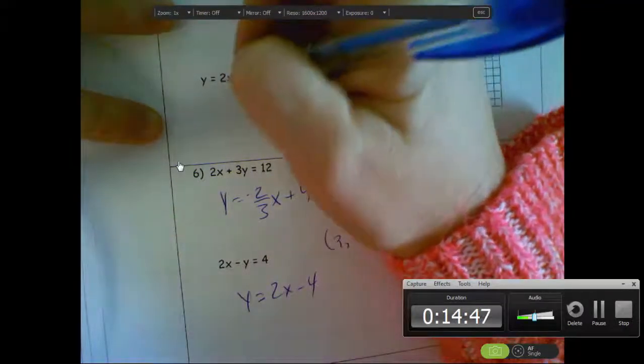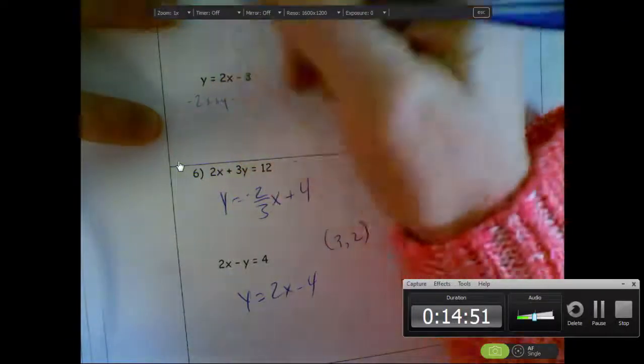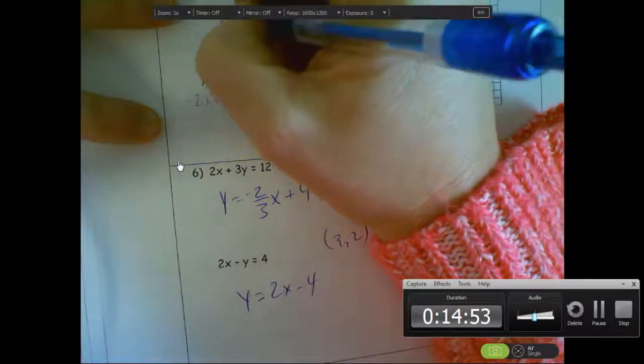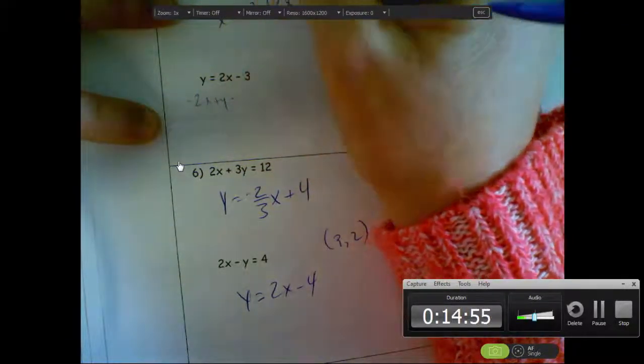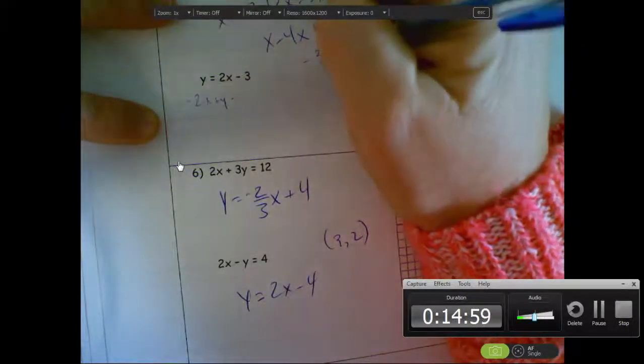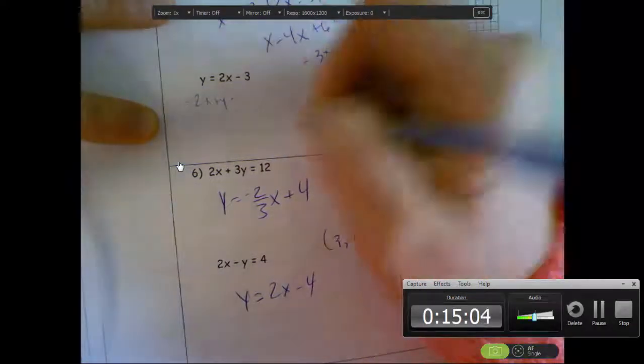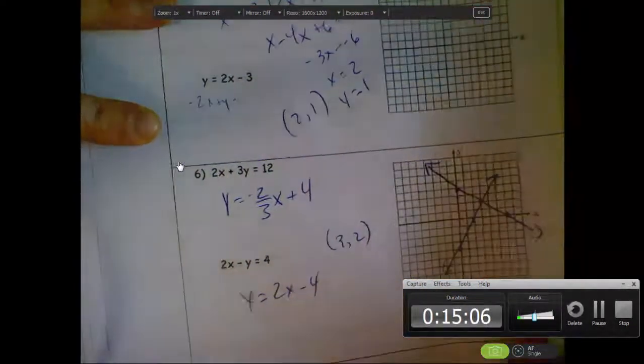I'm just doing it by substitution. Let's see, x minus 2 times 2x minus 3 equals 0, x minus 4x plus 6 equals 0, negative 3x equals negative 6, x equals 2, y equals 1, so these would cross at (2, 1).